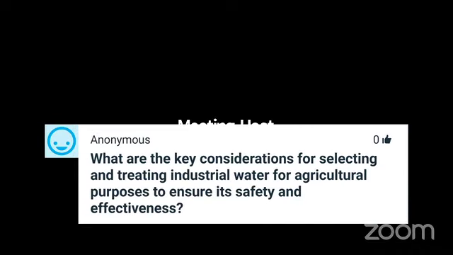The first question is, what are the key considerations for selecting and treating industrial water for agricultural purposes to ensure its safety and effectiveness?